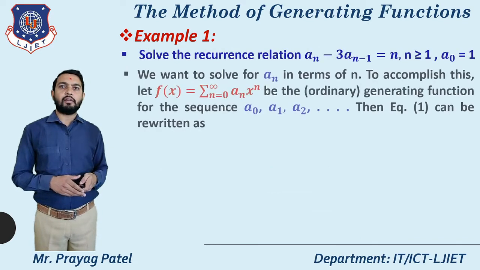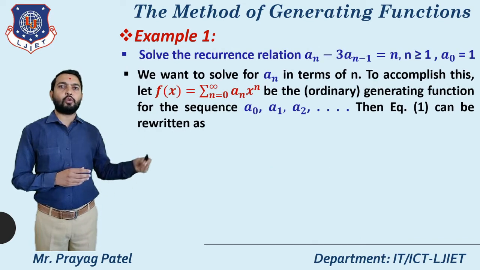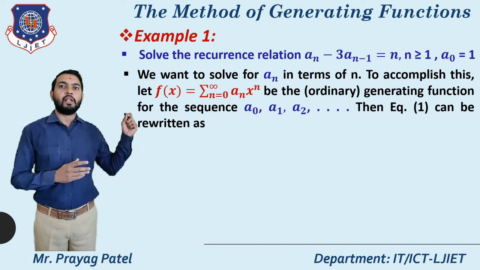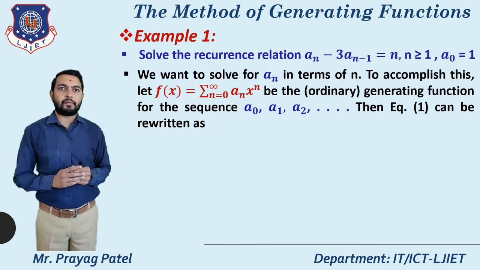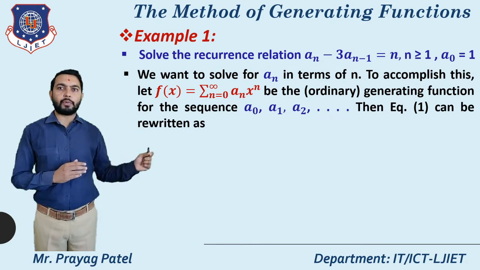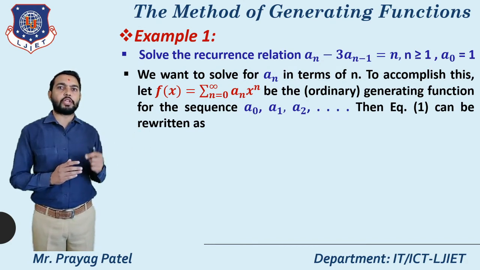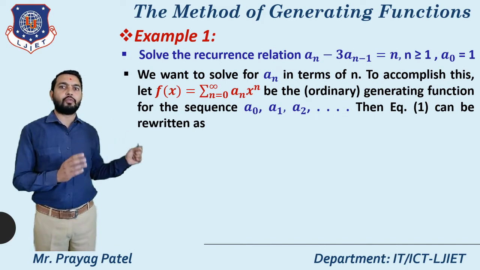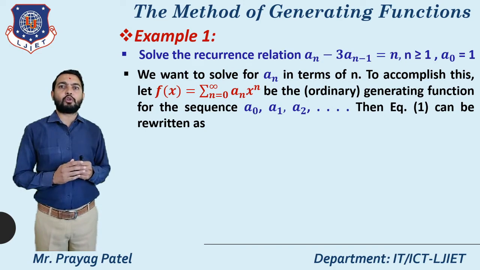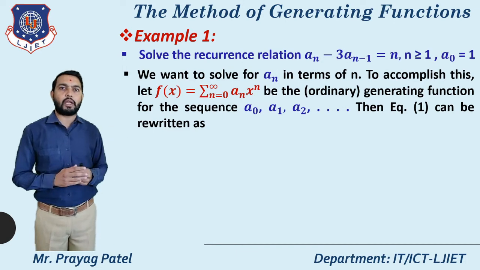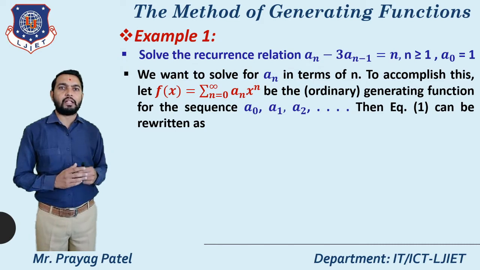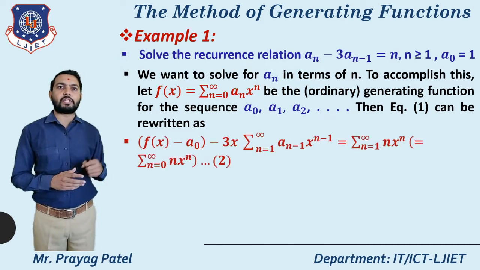Now according to equation number 1, we find the solution of this problem. Here we want to solve for a_n in terms of n. To accomplish this, let f(x) be equal to the sum from n equal to 0 to infinity of a_n x^n. This is the given formula. According to this, our sequence is a_0, a_1, a_2, like this. Now apply this formula in equation number 1.